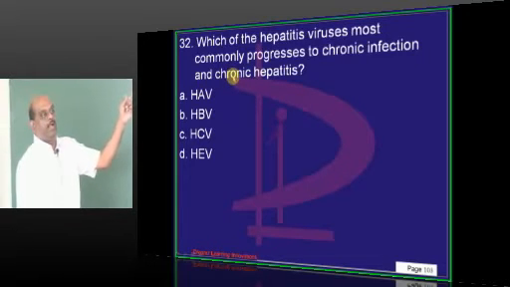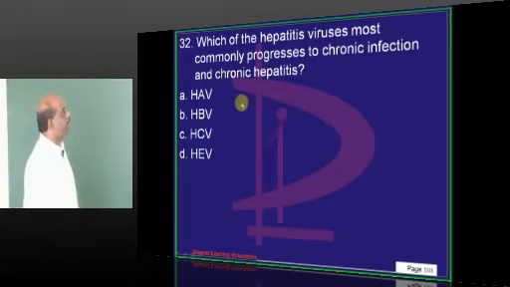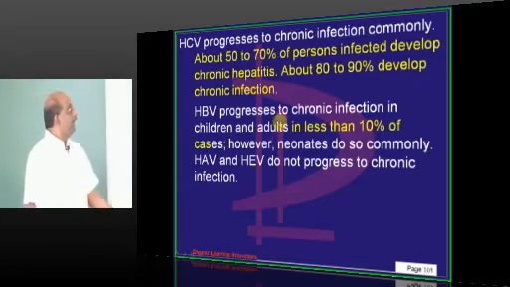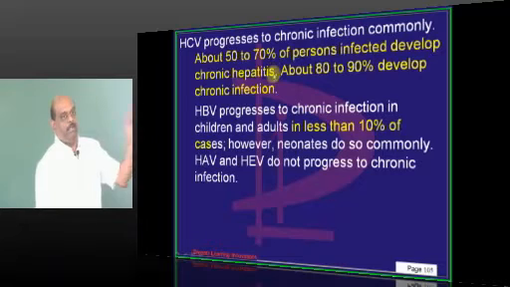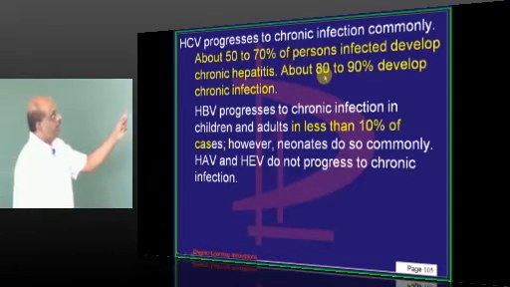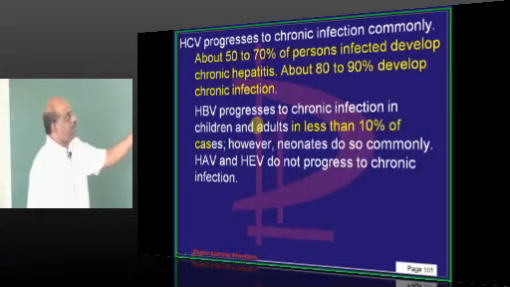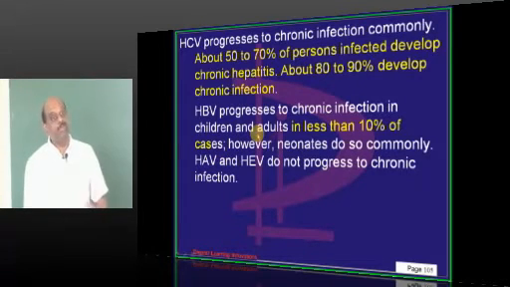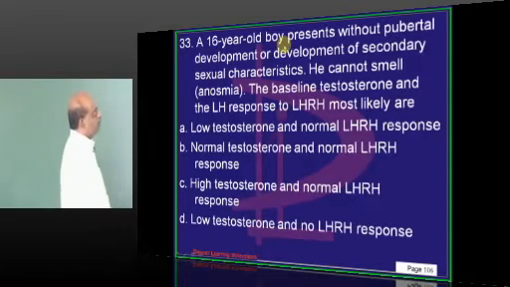Then, HCV. How many answered HBV? Anybody? Nobody? Oh, you're all good then. HCV is the one. If you look at hepatitis C, doctor, 50 to 70% of people will go into chronic hepatitis. Out of them, 80 to 90% will typically develop chronic infection. Then HBV will progress in less than 10% of cases into chronicity. At least a good news about hepatitis B. Now, doctor.